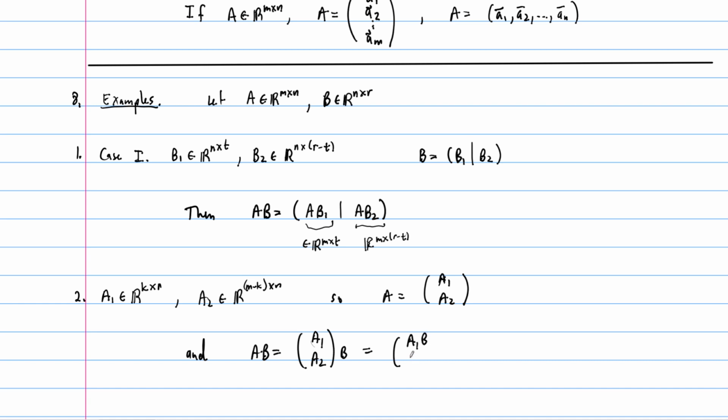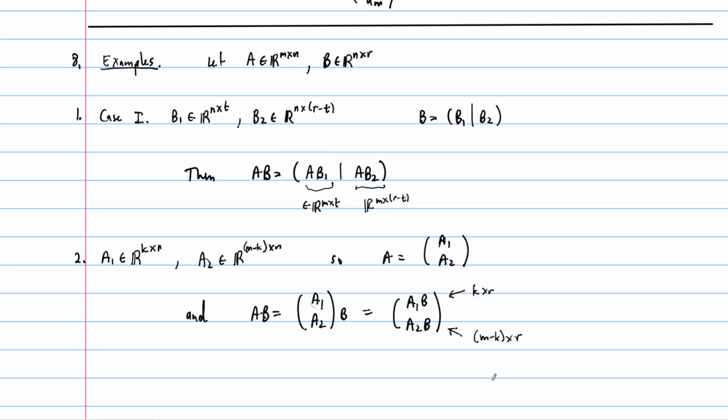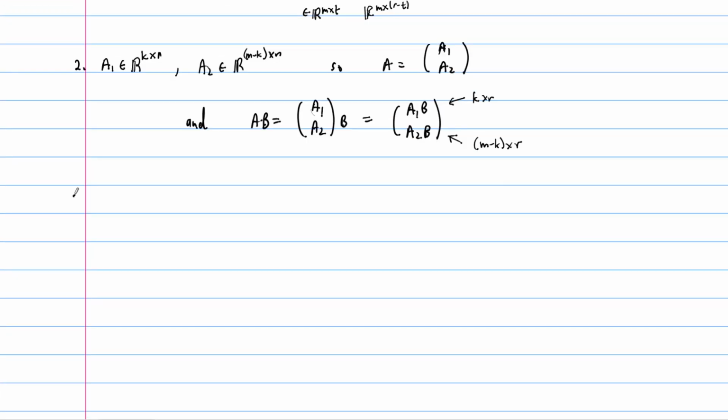And our product is going to be a partition matrix itself, A1B, A2B, partitioned by the rows, so that the first one is k by r and the second one is m minus k by r. So it's partitioned through the kth row and the k plus first row. Okay, there's a couple other possibilities.